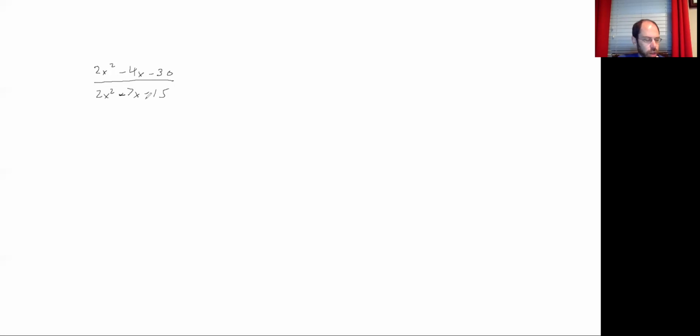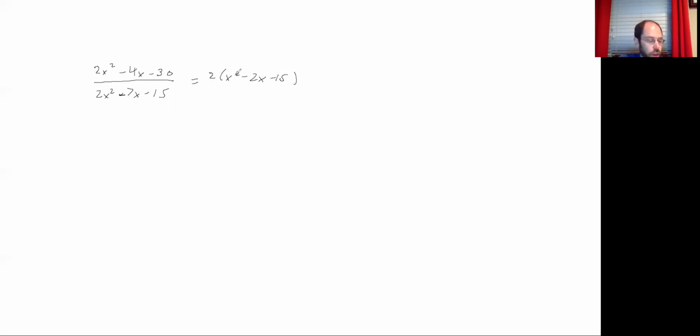Well, a couple of things that I notice. The numerator here has a greatest common factor. All of these numbers I notice are divisible by 2. So first I'll make my equal sign, and I will rewrite my numerator as 2 times x squared minus 2x minus 15. If I were to distribute that, 2 times x squared is 2x squared, 2 times negative 2x is negative 4x, and 2 times negative 15 would be negative 30.